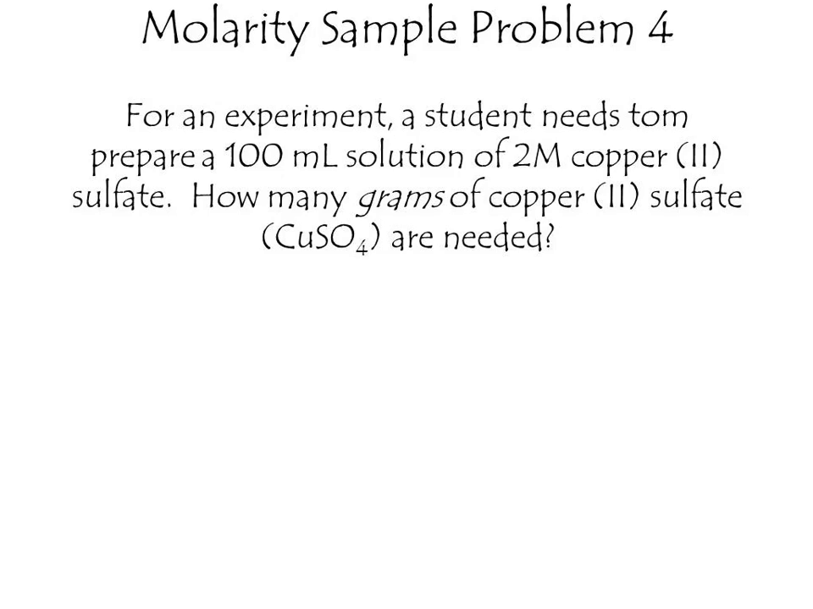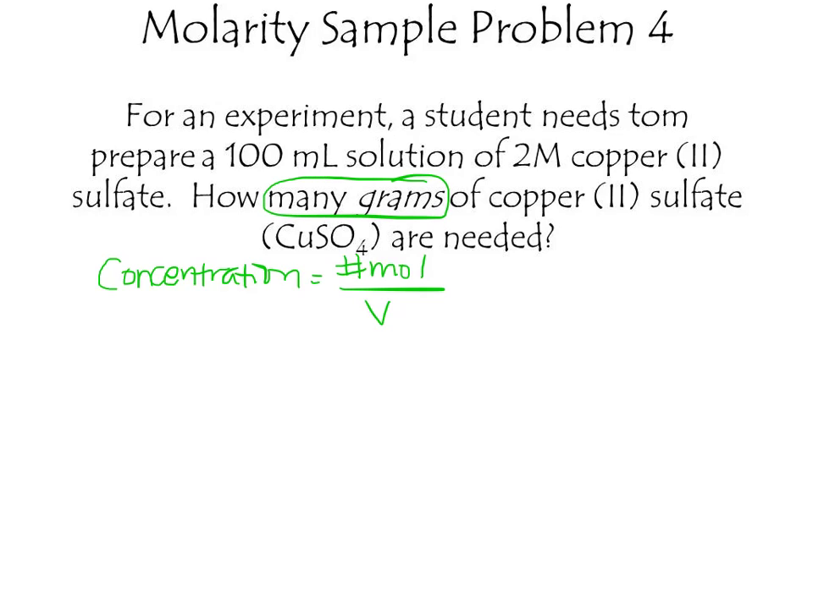The first thing we're going to write is all the things that we know. Concentration, like in all the other problems, is equal to the number of moles per volume. And we need to know grams. If we want to know grams, we're going to have to do a mole to gram conversion. This is the extra step that we need to make.